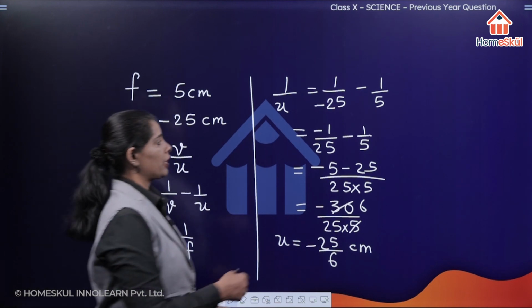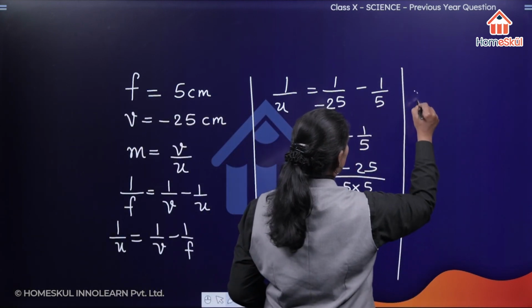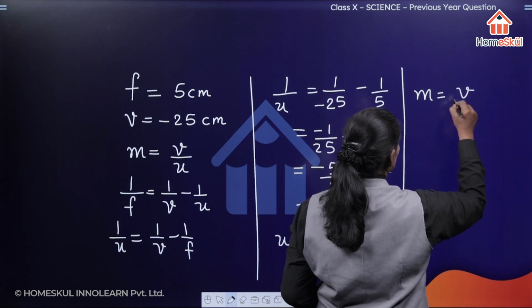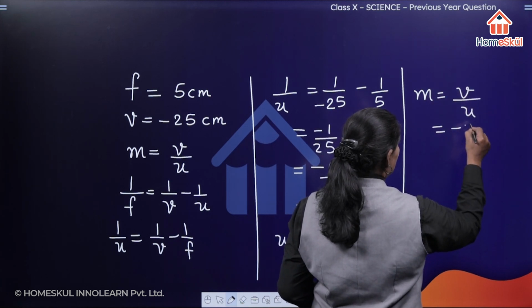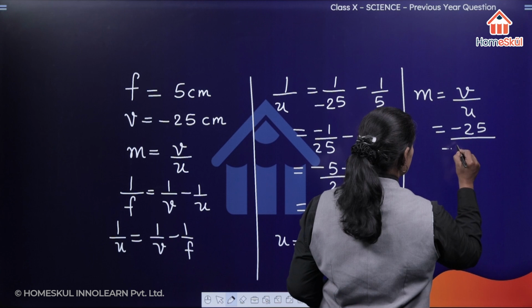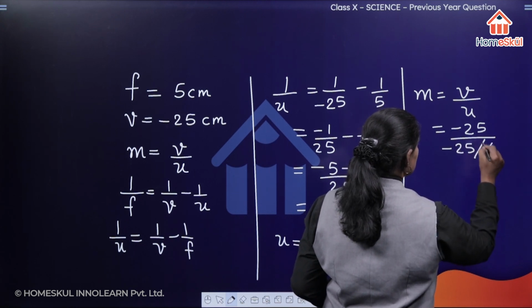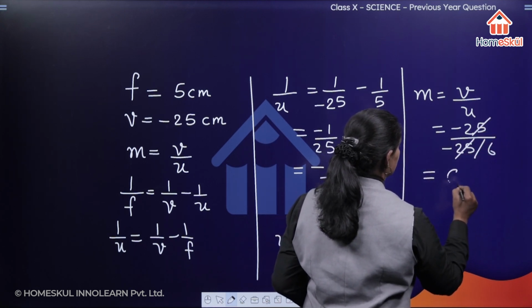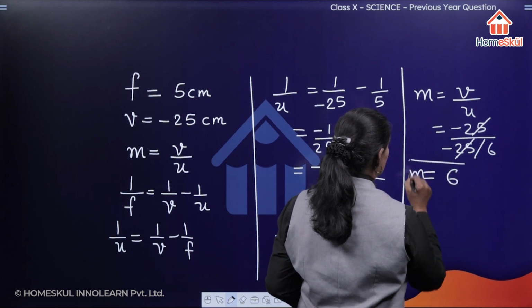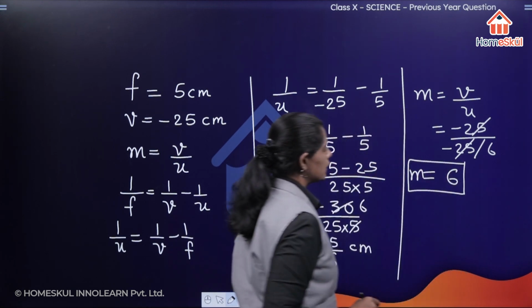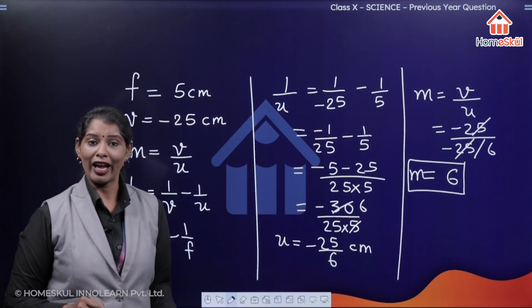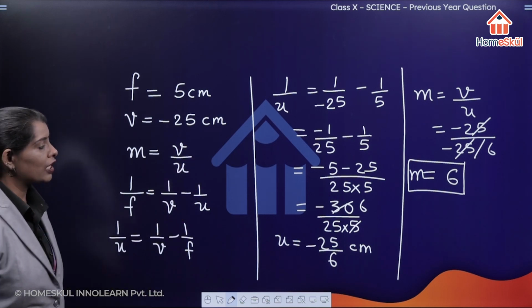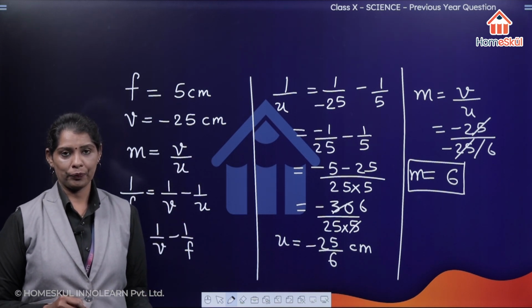So what will be the magnification? We already know the formula. Magnification is V by U. We are given V, that is minus 25. U is already given, minus 25 by 6. Cancelling 25, what we get? We get it as 6. And you know that magnification is the ratio of the similar physical quantities. It doesn't have any units. So magnification comes out to be 6.